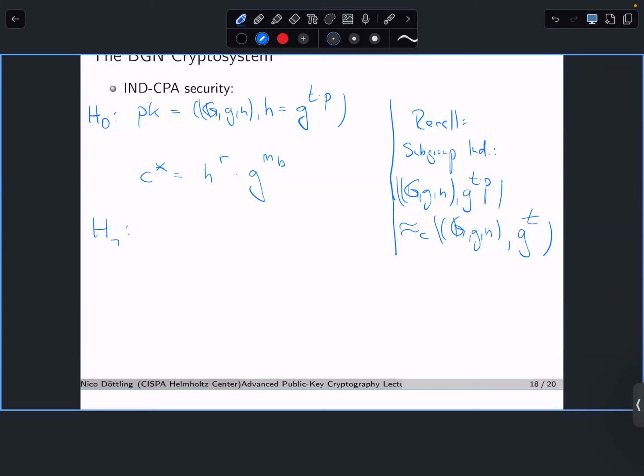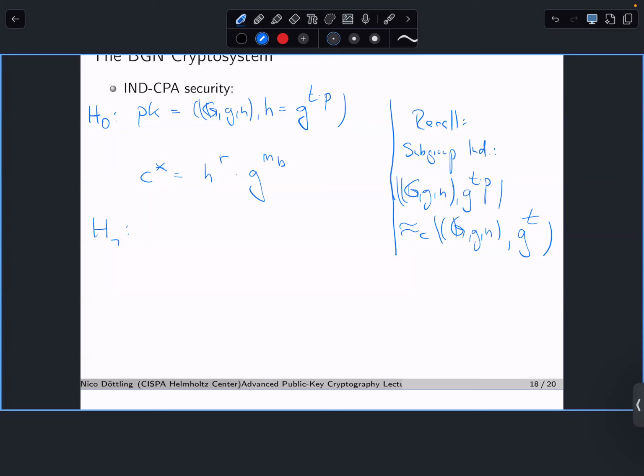And well, can someone now tell me, where can we use this assumption? What component of this scheme are we gonna modify in CPA experiments? Are we gonna modify the ciphertext? Who's in favor of modifying the ciphertext, the challenge ciphertext? No one. Who's in favor of modifying the public key? 1, 2, 3, 4, 5. Okay, yes.